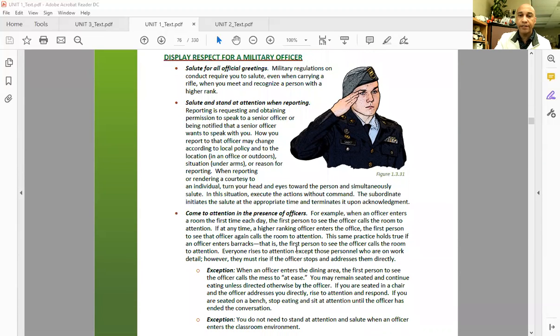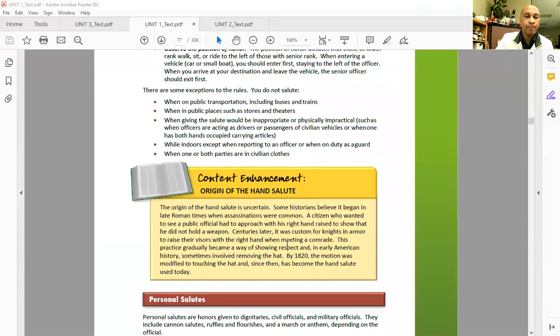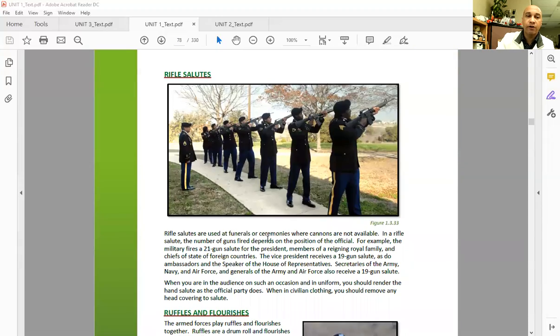If you're in the chow hall or the dining facility and they say at ease, that means the higher ranking officers come in. Do you come to attention? Do you come to parade rest? Or do you keep sitting down and eating? I'm going to keep sitting down and eat, unless that person stands in front of me and starts talking. Guys, you got to know this. Come on, guys. Personal salutes is part of your homework.